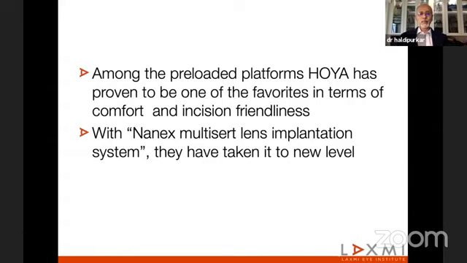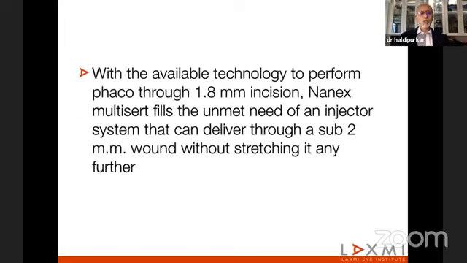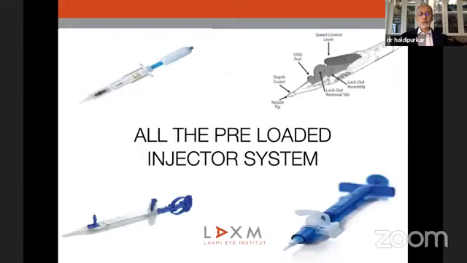Now with the Nanex Multicert lens implantation system, Hoya has taken it to a new level. All of us know that with available technology we can perform phaco through a 1.8 millimeter incision. Nanex Multicert fills the unmet need of an injector system that can deliver through a sub 2 millimeter wound without stretching it any further. That is a very significant step that Hoya has achieved. Well, I have no financial interest, but this is what Hoya has done.